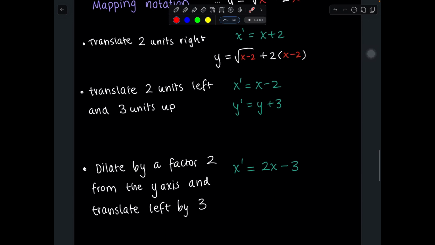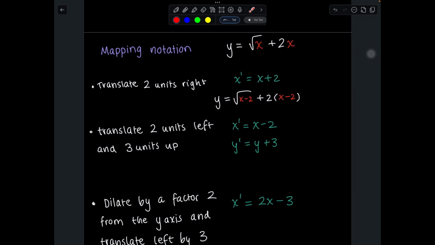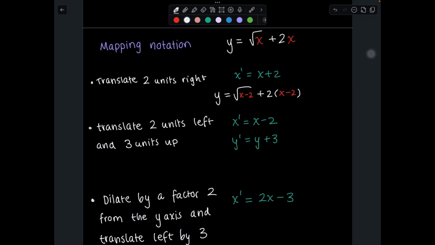So you can see with this second example, it says translate 2 units to the left. So it's physically moving it 2 units to the left, and it's 3 units up. So you can see how it's just our old y coordinate plus 3 gets our new y coordinate. And the way you apply that to our graph that we have above is like this. So you move it 2 units left by replacing every single x value with x plus 2. And then you move it up by 3 by adding 3 at the end.